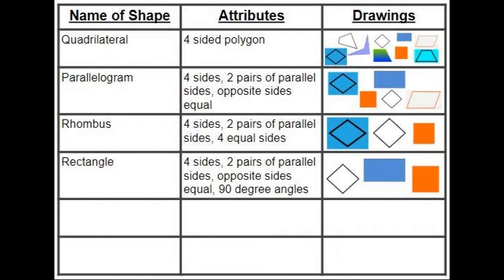Okay, so rectangles have the attributes of four sides, two pairs of parallel sides, opposite sides equal, and 90-degree angles. Look at all those attributes. Some of the rectangles I drew are in the picture. You draw some shapes that you know as rectangles. Even though some of you don't want to draw that square, it does have the attributes of a rectangle.